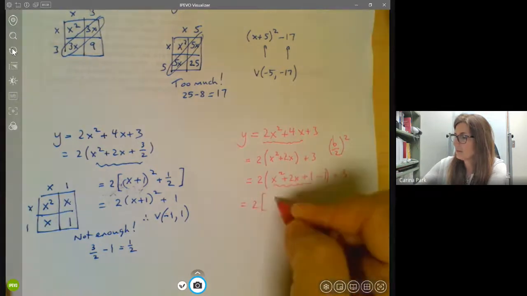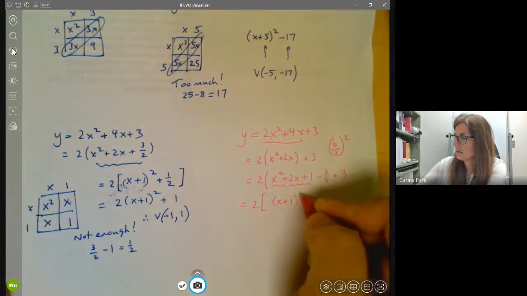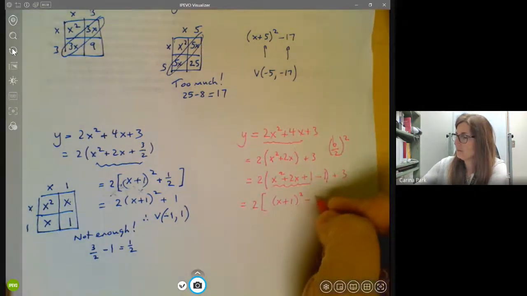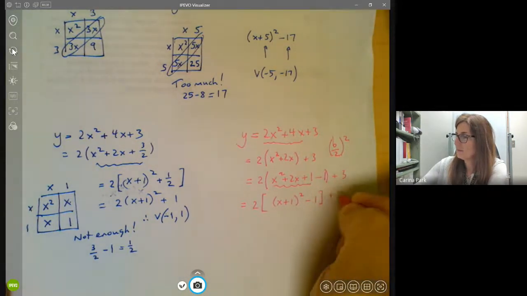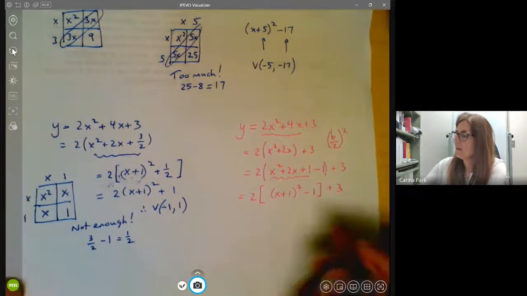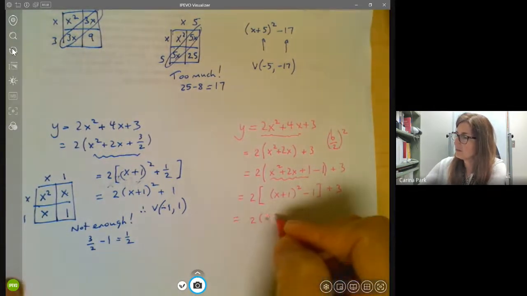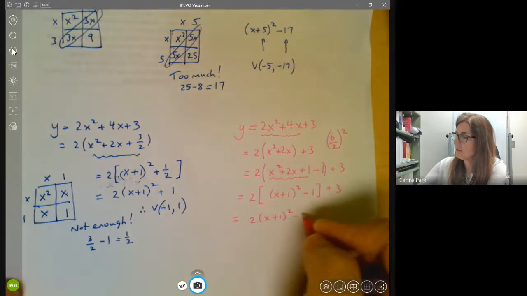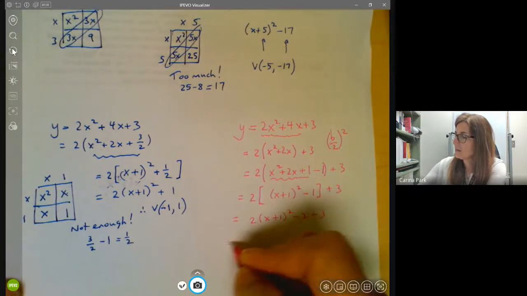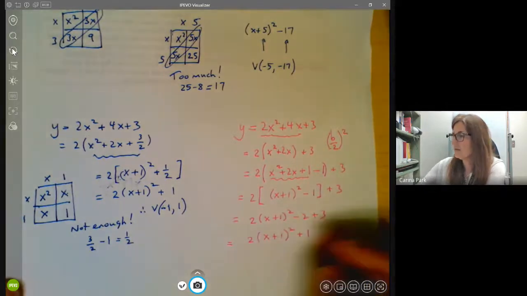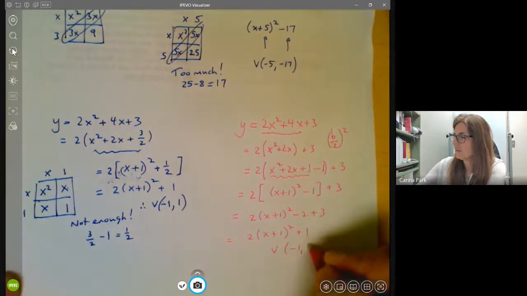So I'm just going to collect all of those. And then here's your -1. And there's a plus 3. And now I'll just distribute this 2 into everything. So this is 2 times x plus 1 squared minus 2 plus 3. Collect the like terms on the end there, plus 1. And your vertex is negative 1, 1.